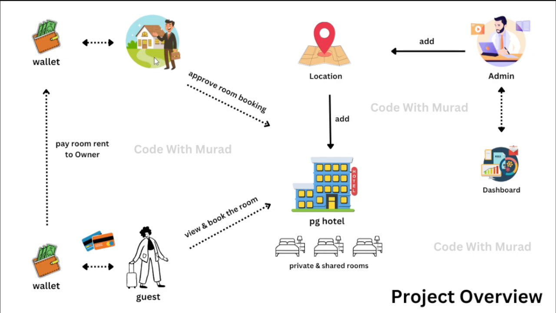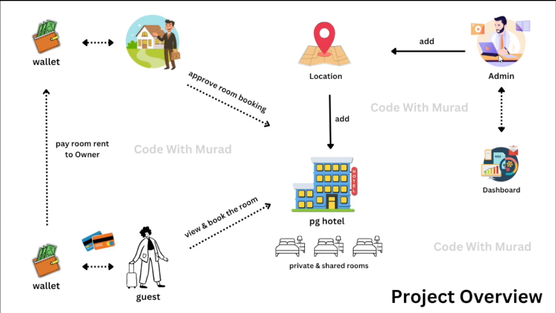Then after that he can add multiple PG hotels into our application, and all those hotels will be from these locations only. After adding all the PG hotels into our application, these hotels will not be directly visible on our website. This will require approval from the admin. So from the admin side, the admin will have to approve these hotels. He can approve or reject the hotels which are added by multiple owners.